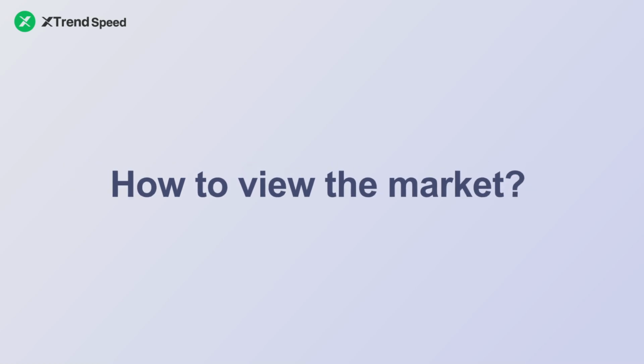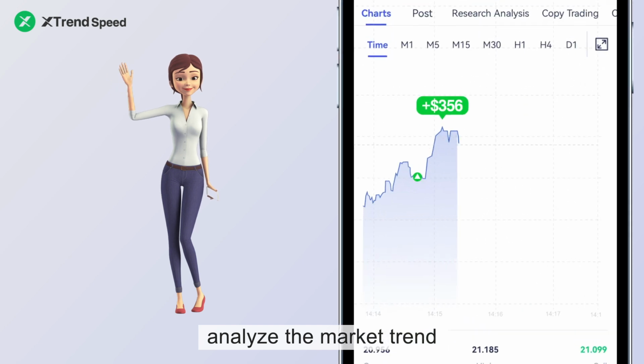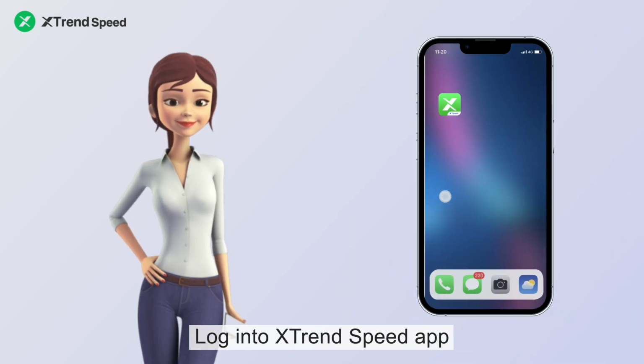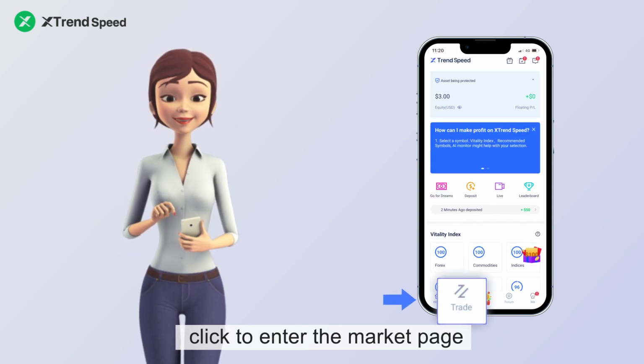How to view the market. View the market. Analyze the market trend. It is the first step to start trading. Log into XTrend Speed app. Click to enter the market page.